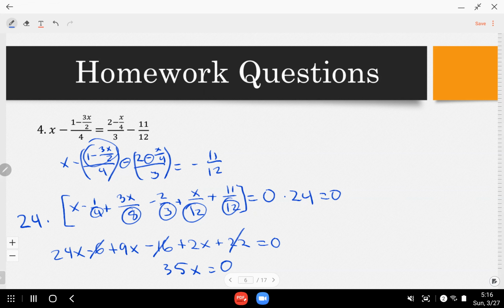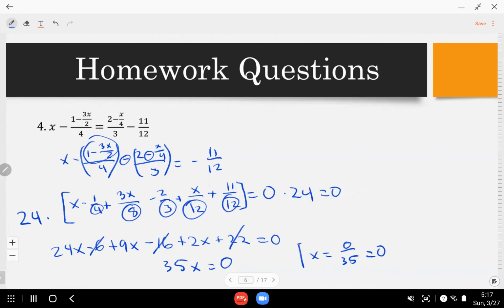And actually it doesn't matter how many x's there are. As long as it's equal to 0, then we know that x is equal to 0 over 35, which is equal to 0. Okay, so x is equal to 0. So 23x is equal to 0, or 1/4 x is equal to 0. It's always going to be x equal to 0, because you divide 0 by something, right? It's always equal to 0. Unless you're dividing by 0, then it's undefined.